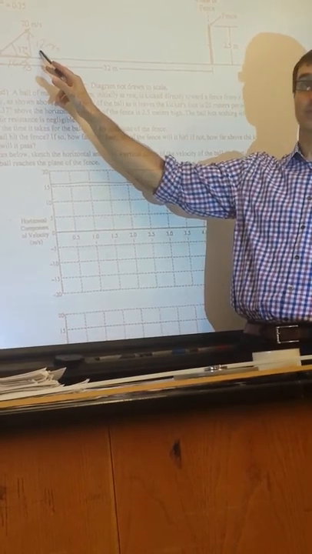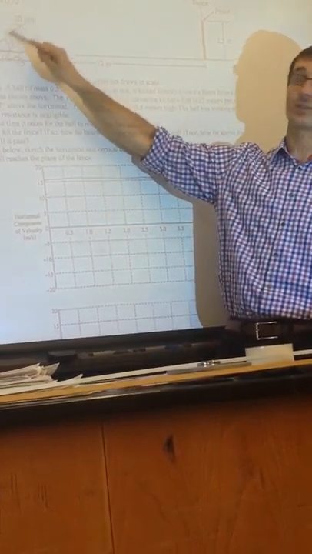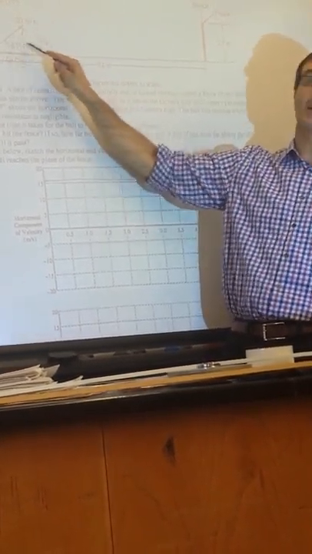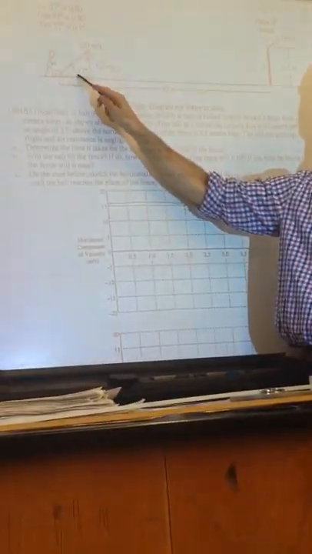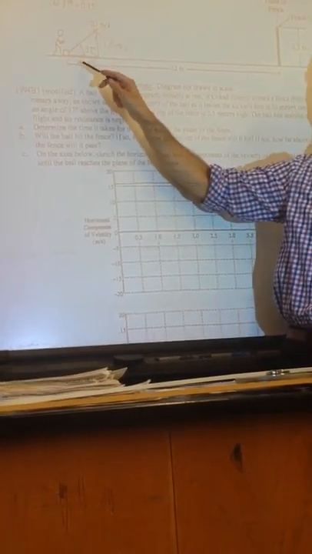Wait, if you take the what? The hypotenuse, the 20 meters per second, and I multiply it by the sine of this angle, I'll get the opposite side. Okay. If I take the hypotenuse times the cosine, I'll get the adjacent side. Right.